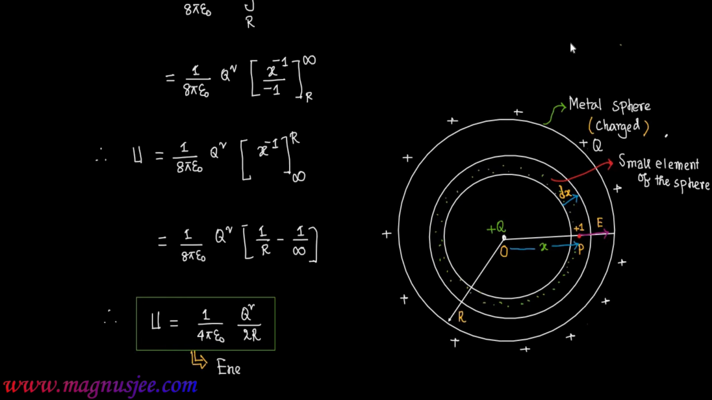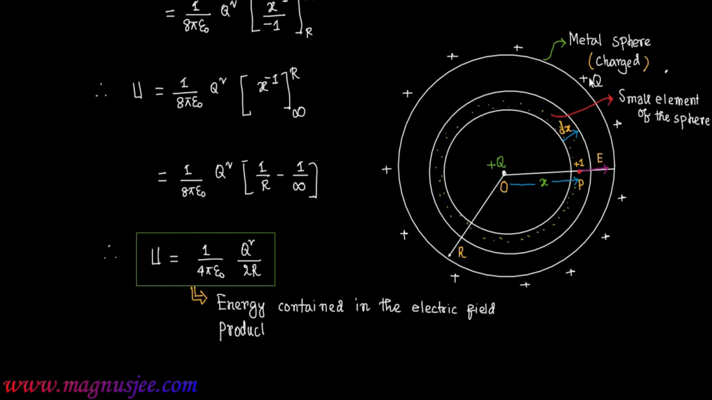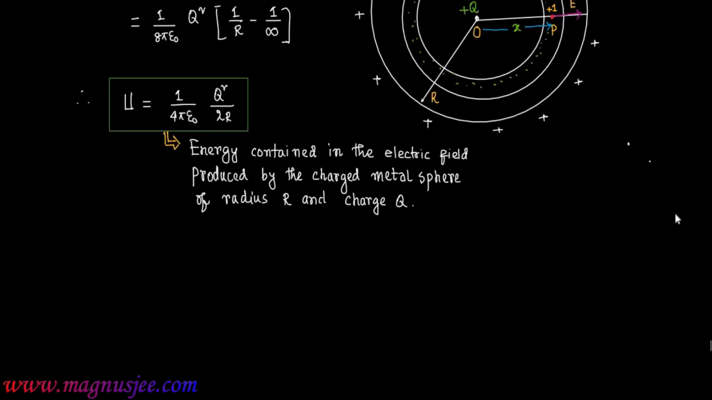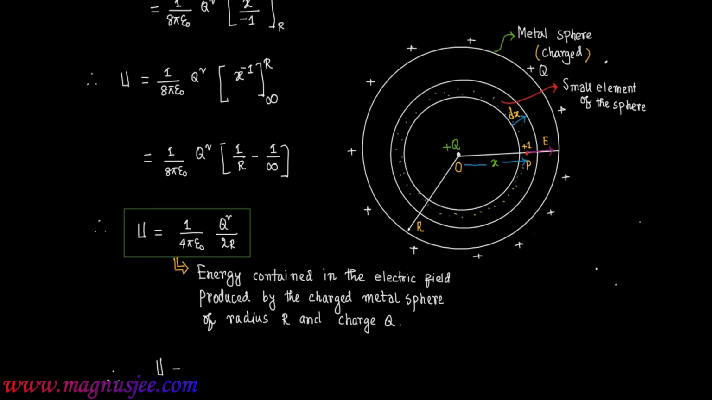This is the total energy contained in the electric field outside the charged sphere of radius R. U equals 1/(4 pi epsilon 0) q squared by 2R, which is the energy contained in the electric field produced by the charged metal sphere of radius R and charge q.